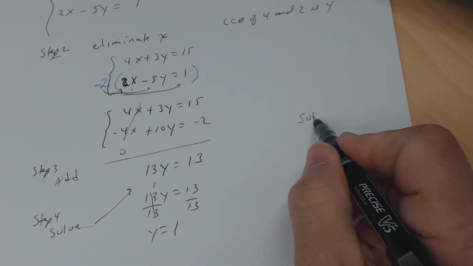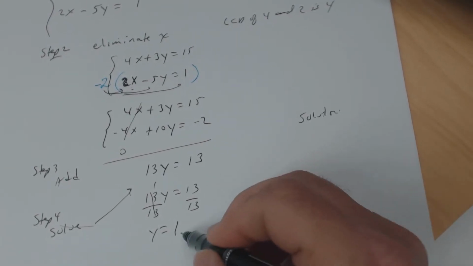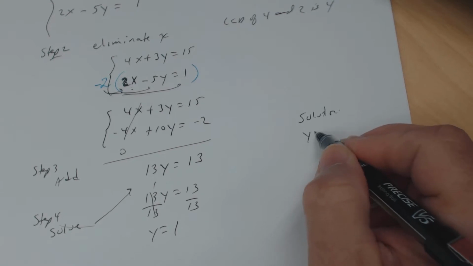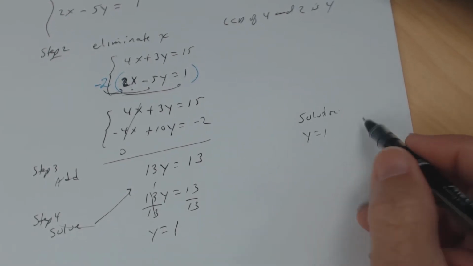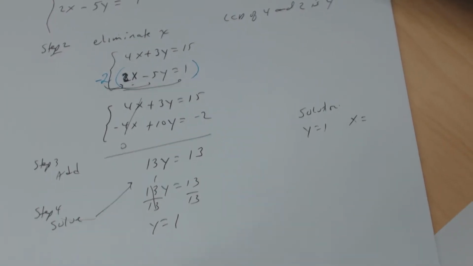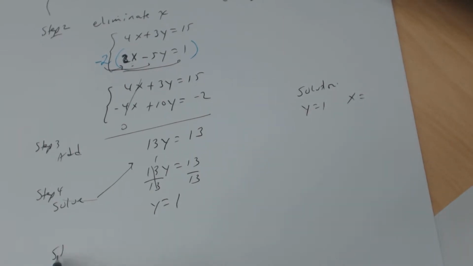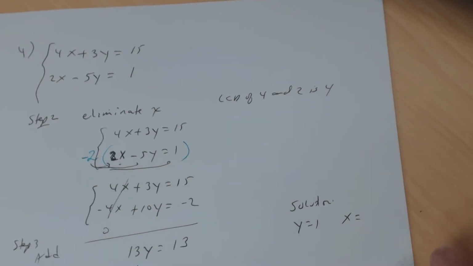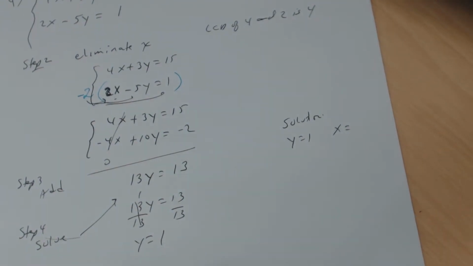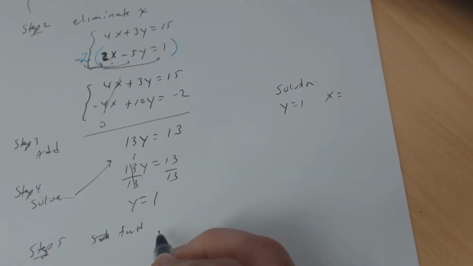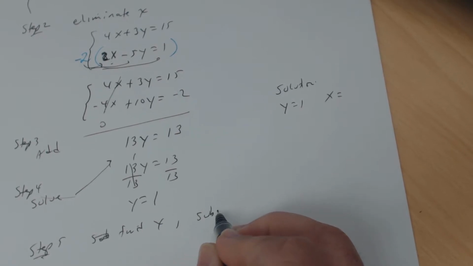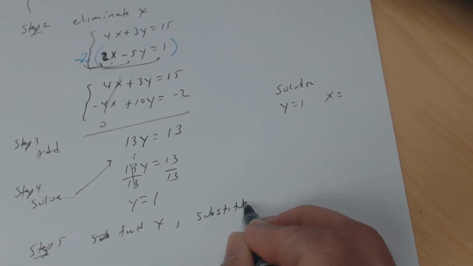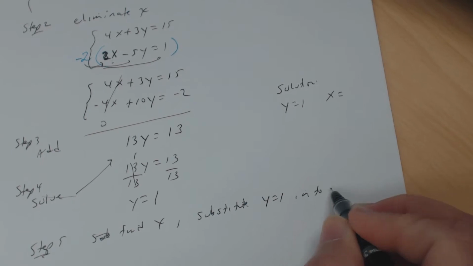So far, my solution, and I always go through that process. So now I know one part of my solution: y equals 1. I just have to find x. So I need to know what x is. That's where you back substitute. So step 5 is to back substitute. You're going to substitute y equals 1 into one of these equations up here. It does not matter which one. So now we're going to substitute. We've got to find x. So I'm going to substitute y equals 1 into one of the equations.